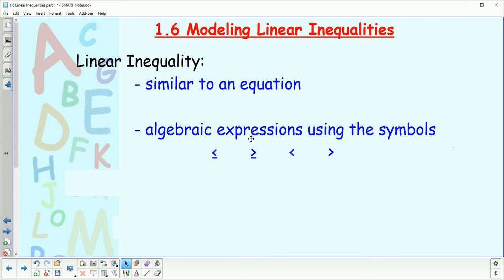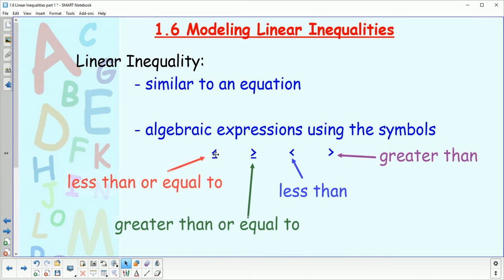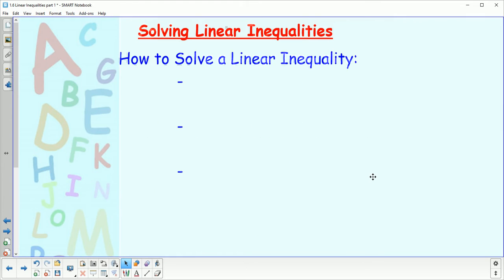So to start us off, a linear inequality is going to be similar to an equation, in the sense that we're going to have a variable, maybe possibly two or more variables, and we're going to solve it the same way we solve an equation. The only difference is that instead of an equal sign, we're going to have either less than or equal to, greater than or equal to, less than, or greater than. So one of these four different symbols would be in a simple linear inequality.